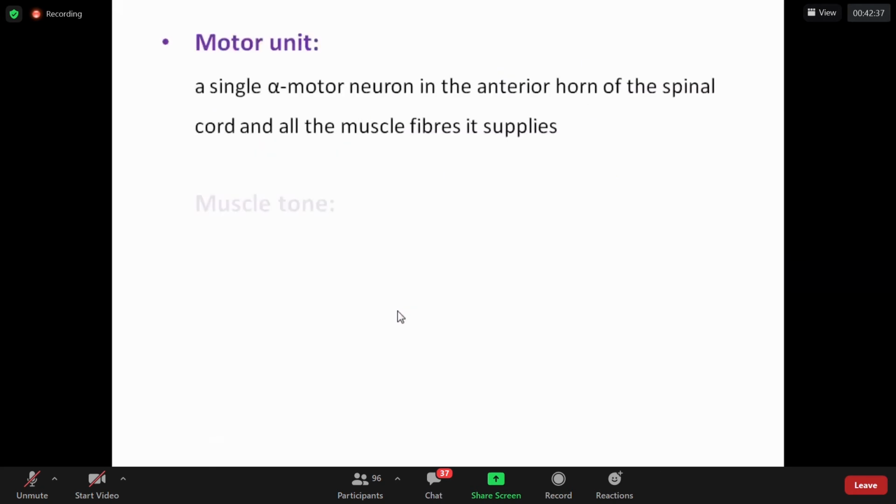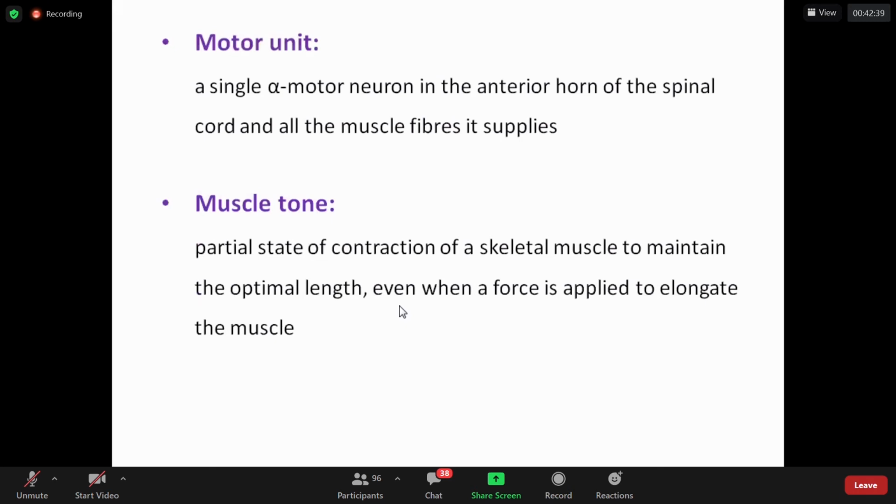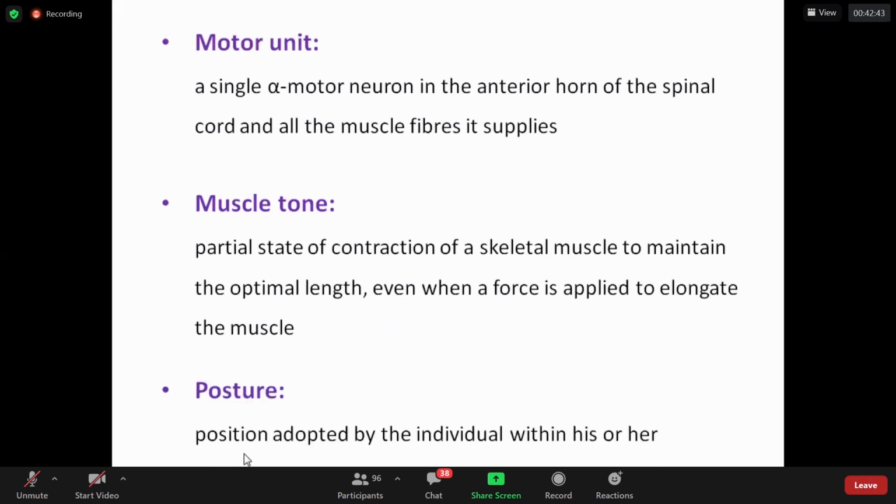Next, muscle tone. Last, third is posture. What is posture? It is the position adopted by an individual within his or her environment. It's very simple. Now most of you are sitting on a chair, right? So this is the posture. When you are lying down, that is posture. When you're standing, that is also posture. So the position adopted by the individual within his or her environment is posture.